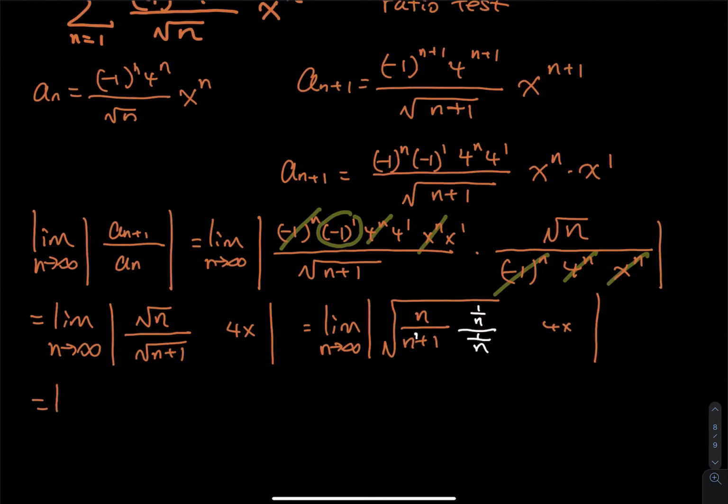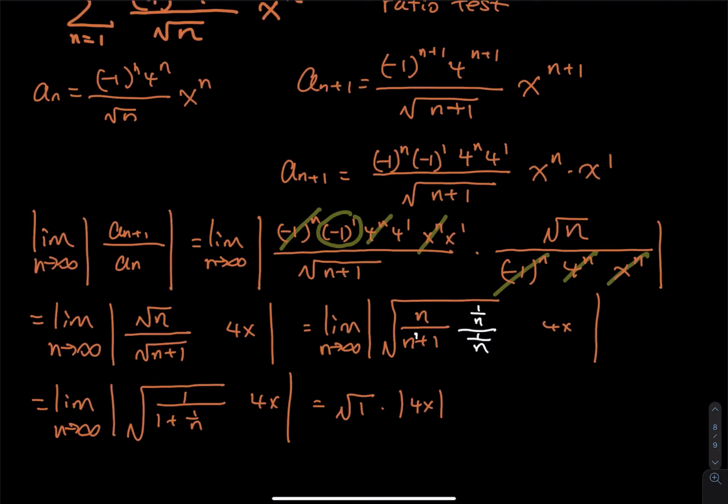So we have limit as n approaches infinity. On the top we have a 1, on the bottom we have a 1 plus 1 over n, so the fraction becomes 0, 4x. So overall, we have the square root of 1, which is a 1, times the absolute value of 4x, so that is just 4 times the absolute value of x, right? 4 is always positive, so you can take that out of the absolute value. And this must be less than 1.